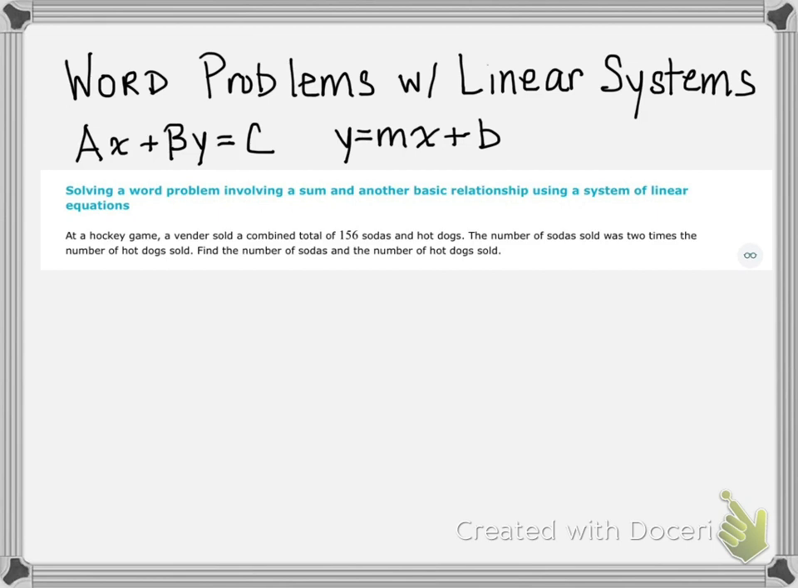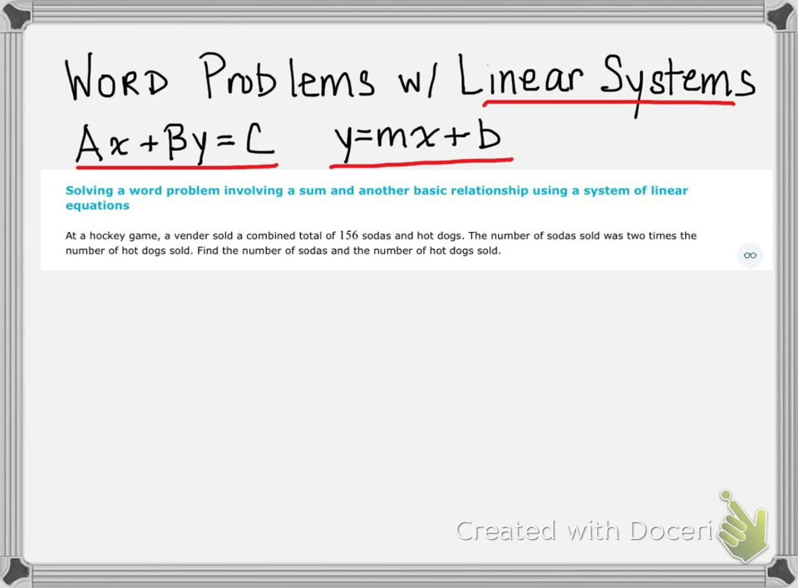A system, when we say system, we mean a set of two or more equations. And in these problems, we're going to be dealing with two equations. And linear systems means that the equations we are working with are going to be of the form ax plus by equals c, or y equals mx plus b. These are the typical forms of linear equations that students in algebra and pre-calculus are working with. I'm going to look at 4 or 5 word problems here.